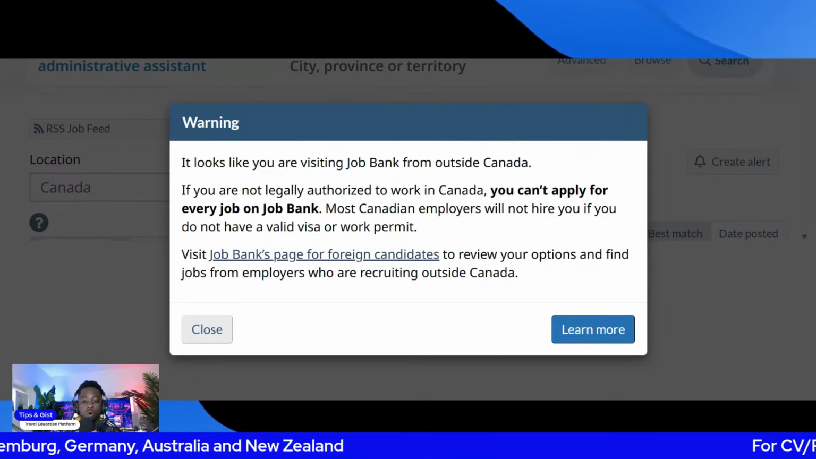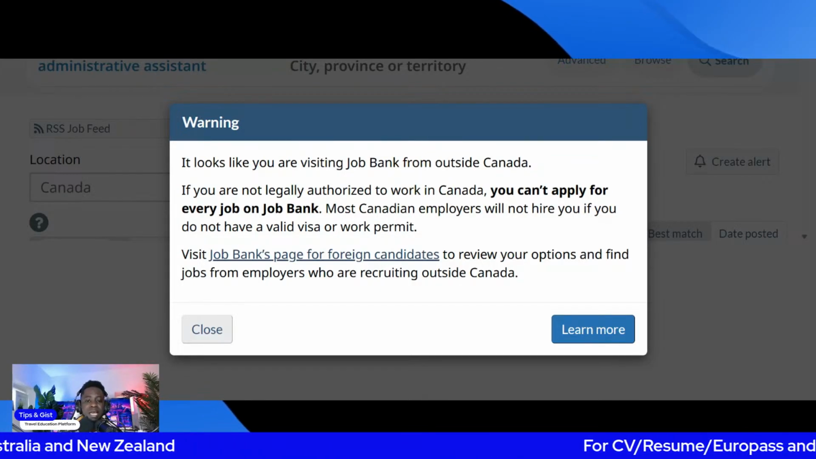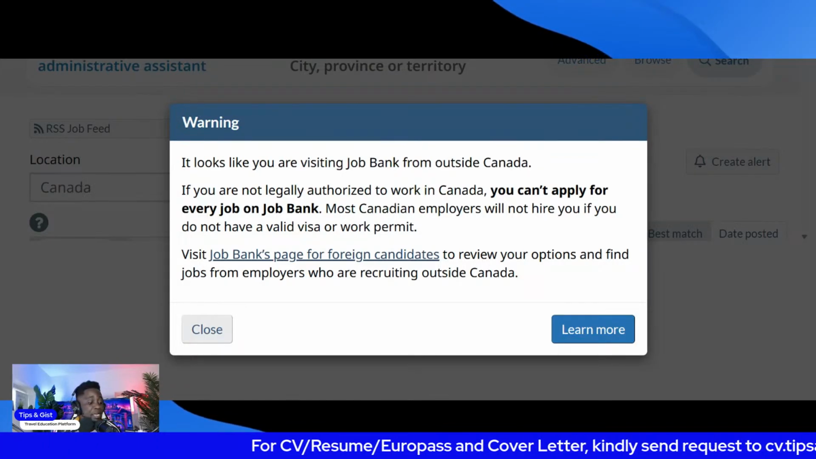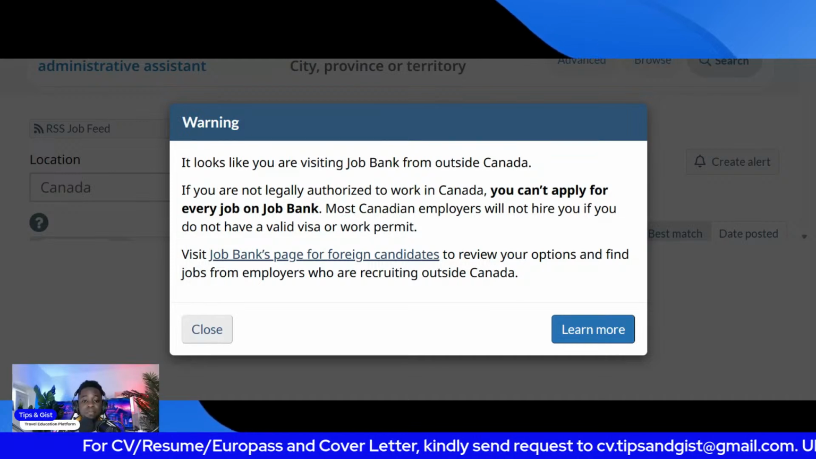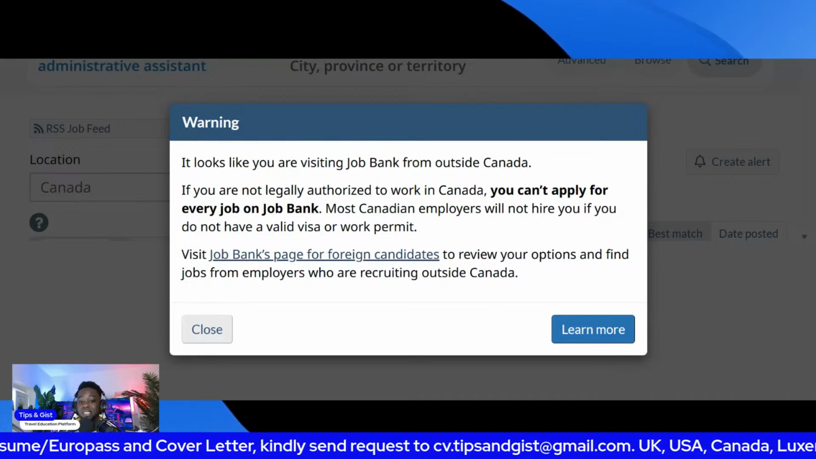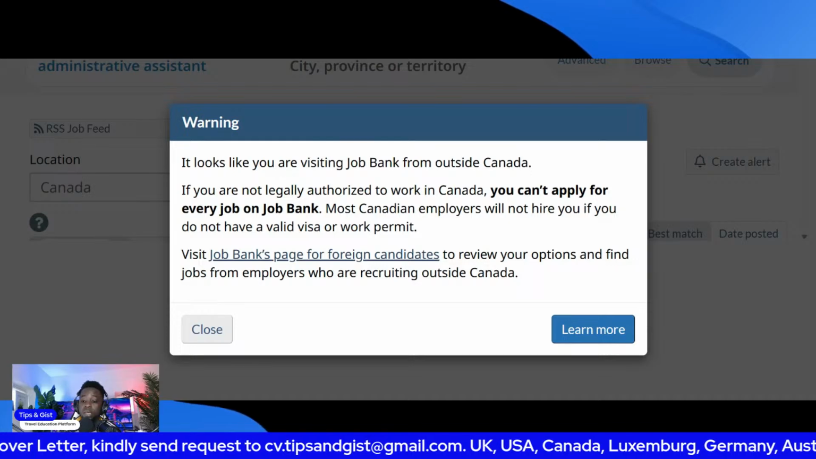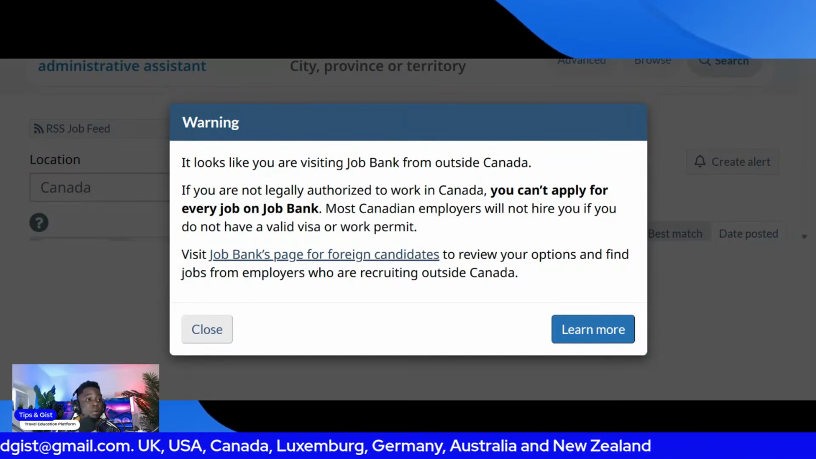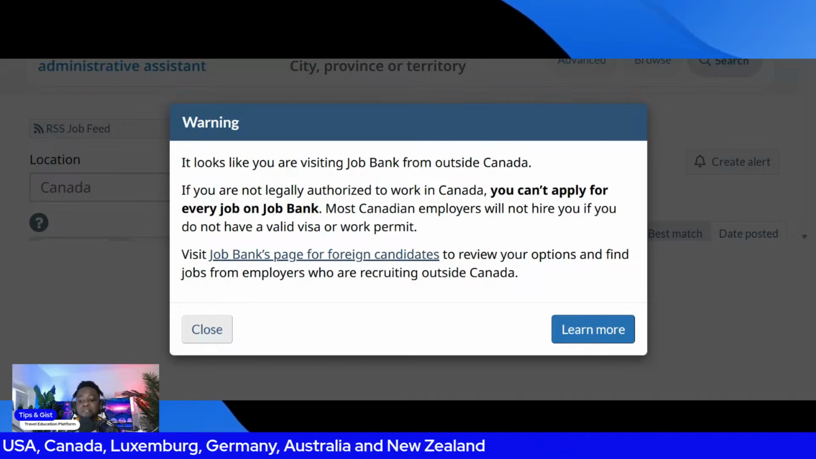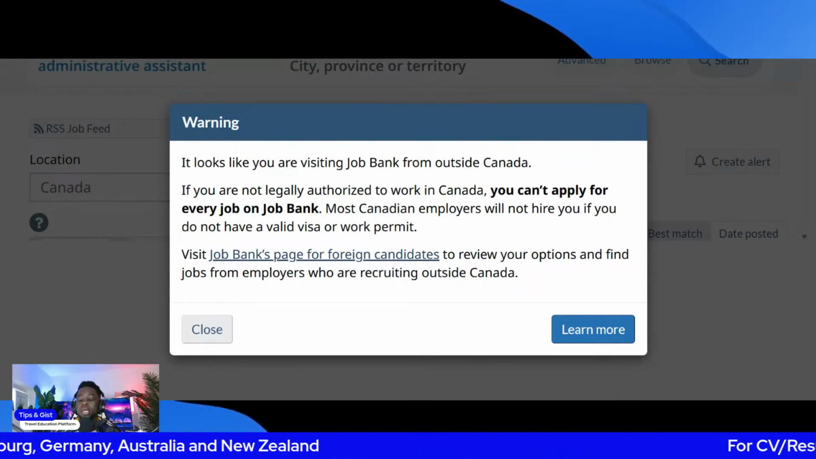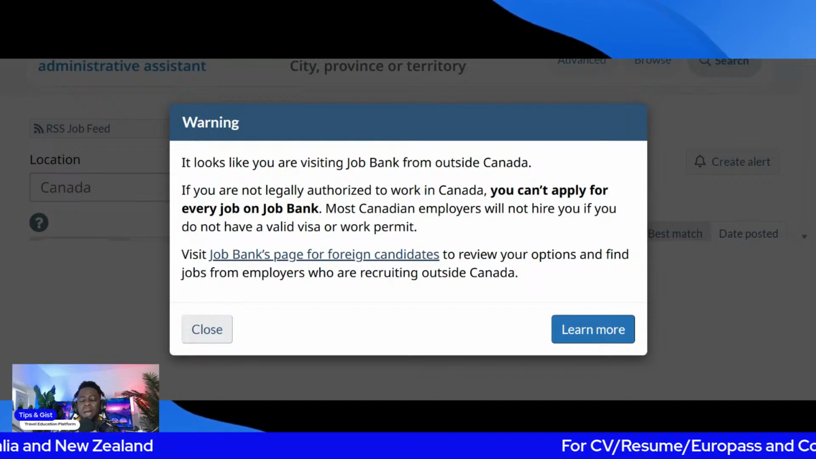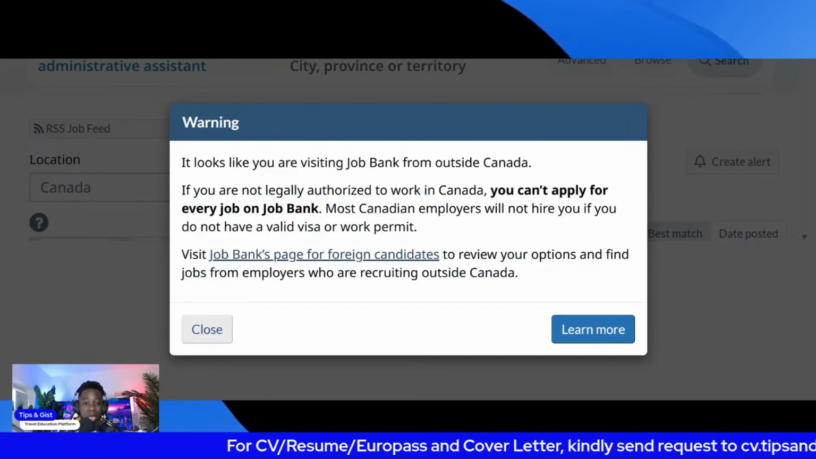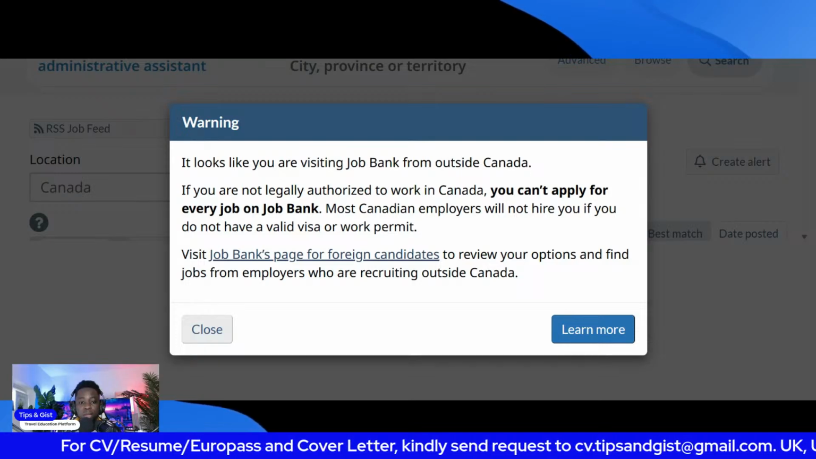So they are going to issue a caution to me that once I am not in Canada, I can't apply for every job. The key word is every job. They didn't tell us any job. So this is grammar. They said, it looks like you are visiting Job Bank from outside Canada. If you are not legally authorized to work in Canada, what is the meaning? That means if you don't have a work permit, you can't apply for every job. That means there are a lot of jobs on Job Bank, but you can't apply for all of them. That means some of the jobs you can, others you can't. That is the meaning of that word over there.